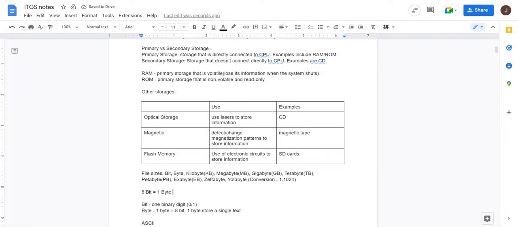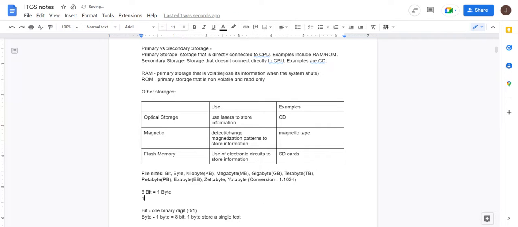So 1 byte is equal to 8 bits. Basically, 1 byte is just a combination of an 8-digit number composed of 0 and 1. If you think about it, that would make sense, right? So let's say, for example, B in the computer might be just 01011010. So 8 bits is just 1 byte.